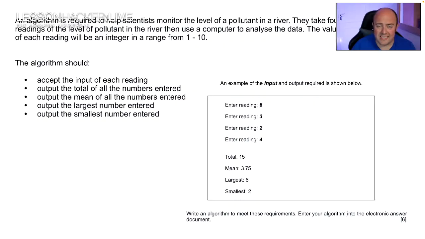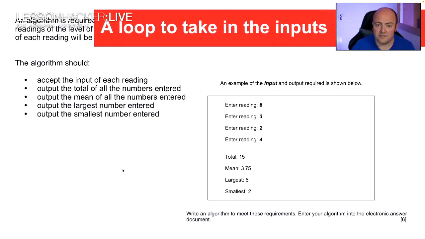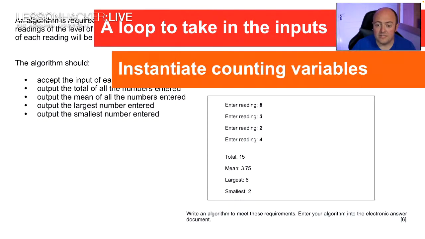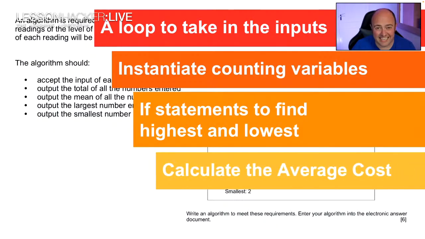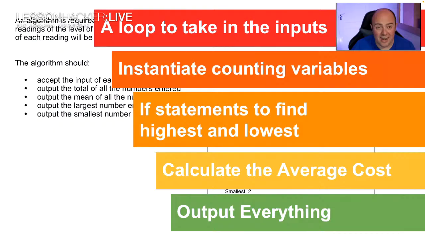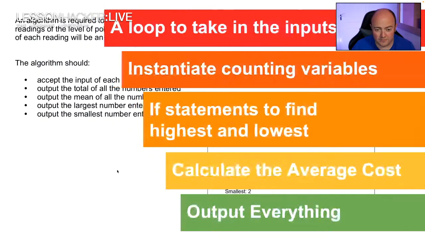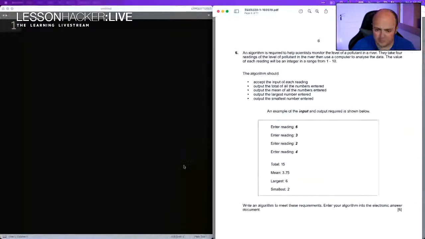But before we do, let's have a look at the usual skills that are repeated. The sort of things that you probably will get asked year after year after year. You'll need a loop to take in the inputs. You'll need to instantiate the counting variables, so start them off at a value that's sensible. You'll need if statements to find the highest and the lowest. You'll need to calculate the average and then output everything. Well, let's go and do that.